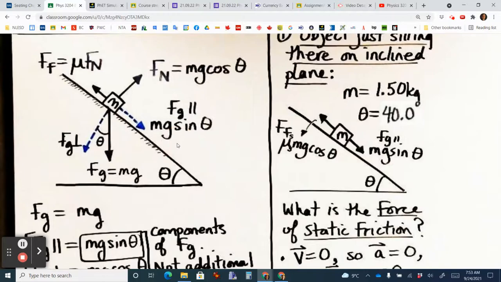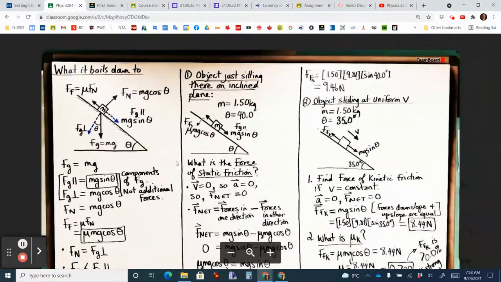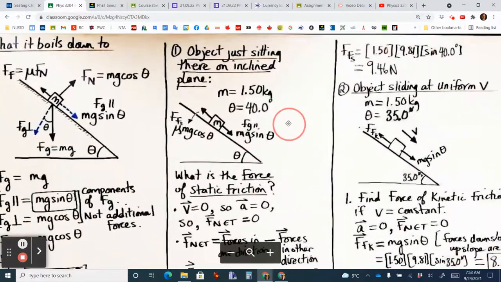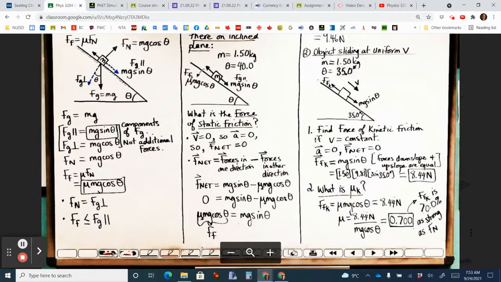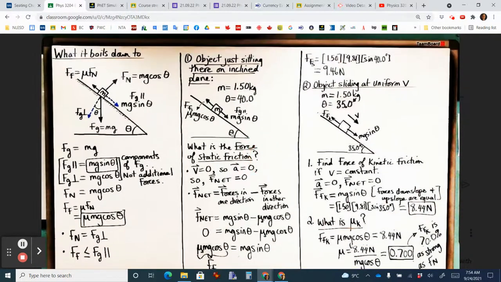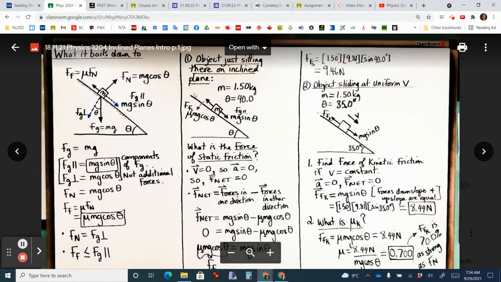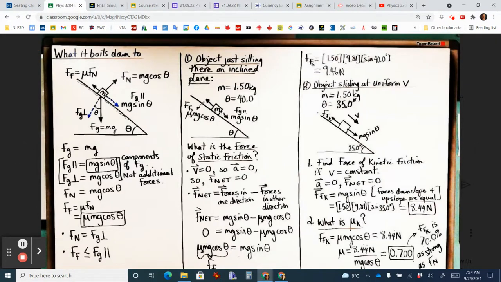Now in the lab that I'm giving you, there are two different scenarios. One, the object is just sitting there on an inclined plane, and you want to calculate the force of static friction. The way to do that is you get the angle at which it just starts to move. At that point, the force of static friction and the force of gravity acting downslope will equal each other, and the only unknown then is your mu, and you can calculate that.